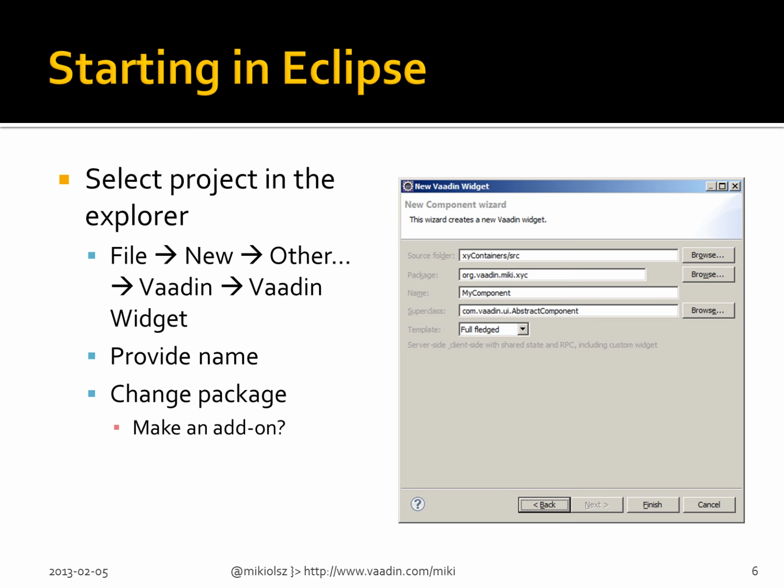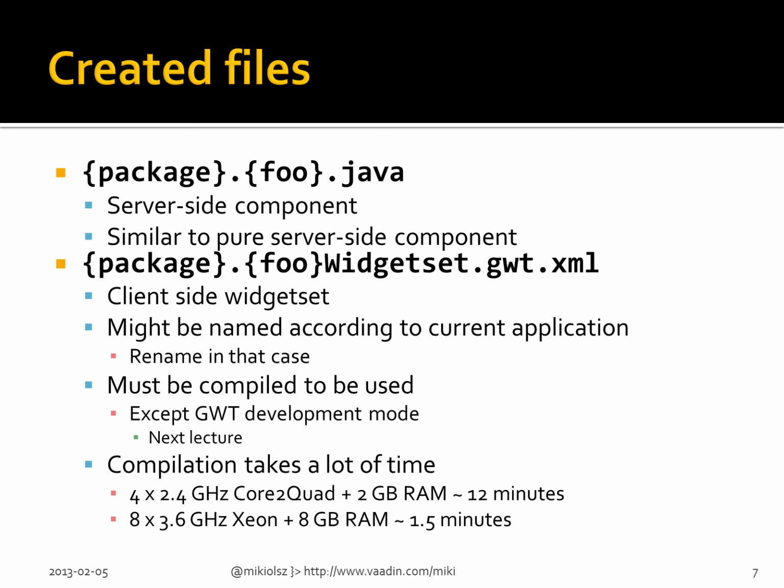We start in Eclipse. Of course the Vaadin plugin for Eclipse provides a nice way to do that. So when we start a new project, we can select Vaadin widget, and then we just provide a name, and we might want to change the package of the current application we are in. The plugin will create a bunch of files, and they are all located in the package we specify, and they are named according to our widget name.